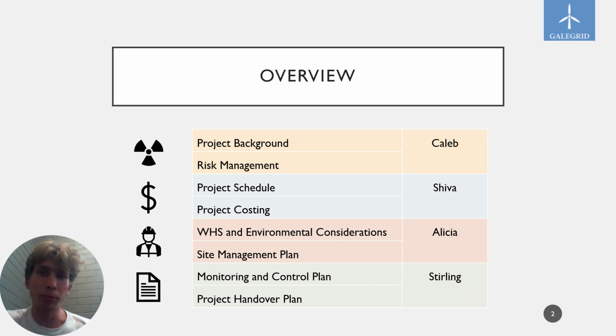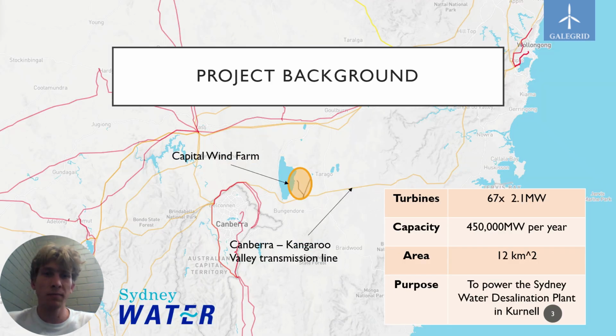I will be presenting the project background and the key risks and mitigation strategies associated with the project. Shiva will then discuss the scheduling and costing behind the project, followed by Alicia with the work, health and safety and environmental considerations, along with the site management plan. And to close, we have Sterling outlining the monitoring, control and project handover plans.